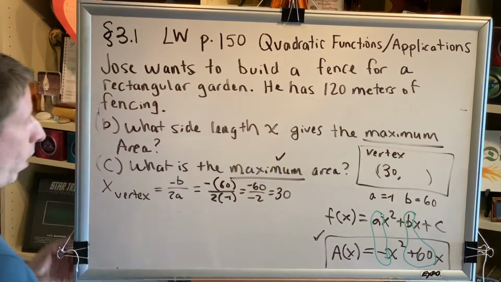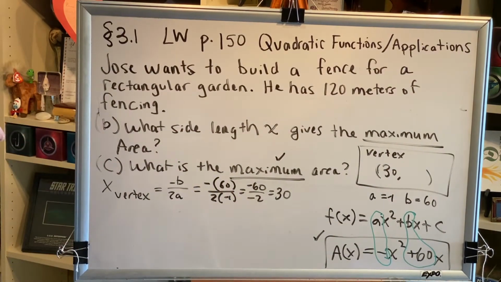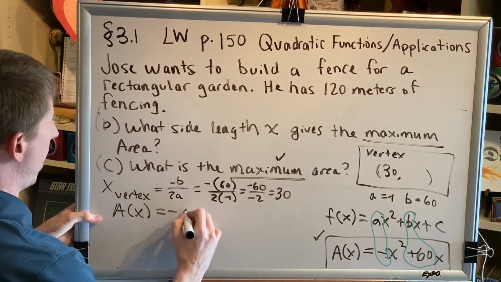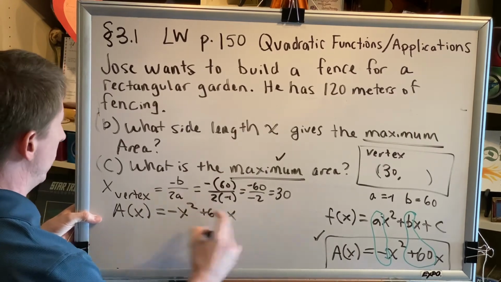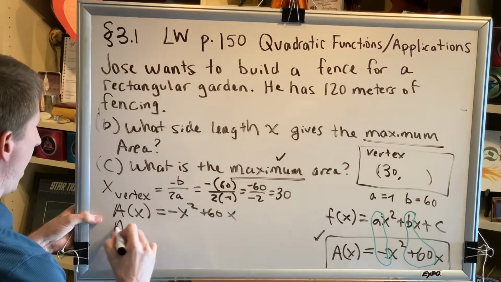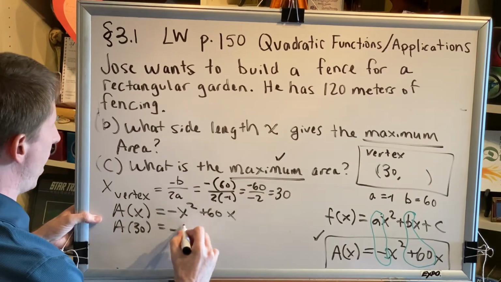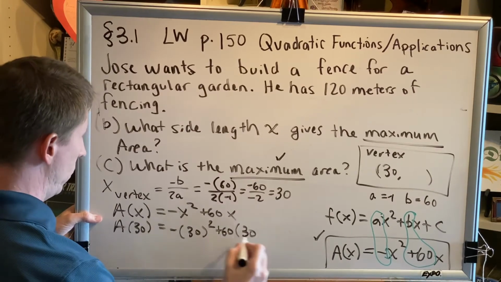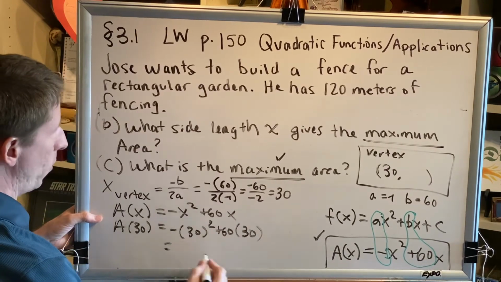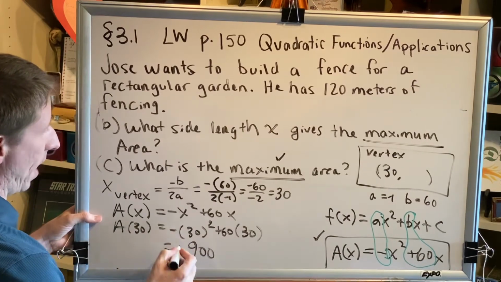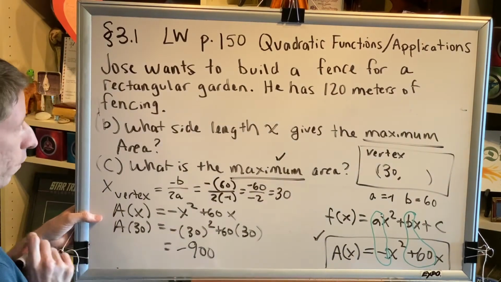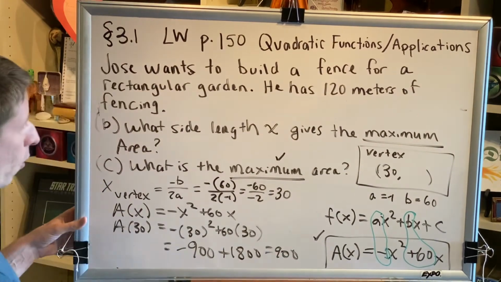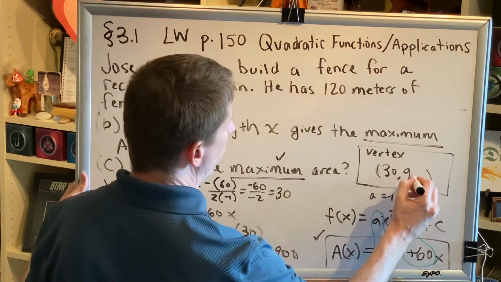But 30 comma what? Well, to find that, we have to plug into our equation. So, A of x is equal to -x squared plus 60x. Replacing each x with 30, we get A of 30 is equal to -(30) squared plus 60 times 30. This is 30 squared, which is 900. Then make it negative. Order of operations says do the exponent first. Plus 1800 equals 900. So the y-coordinate of our vertex is 900.